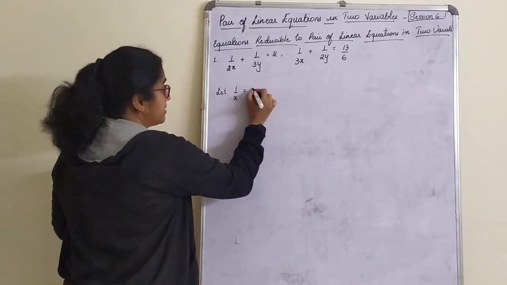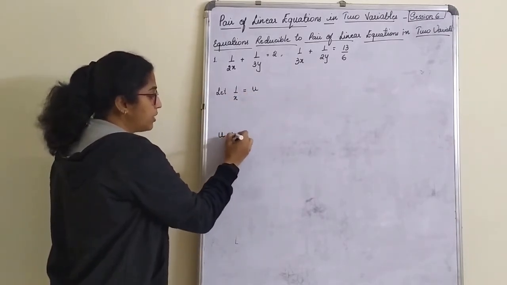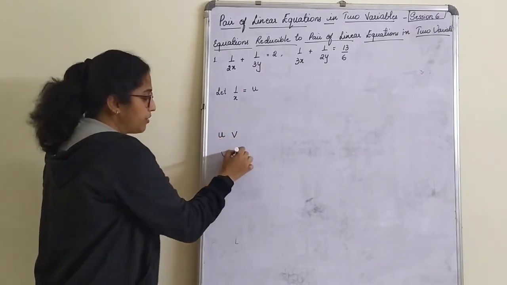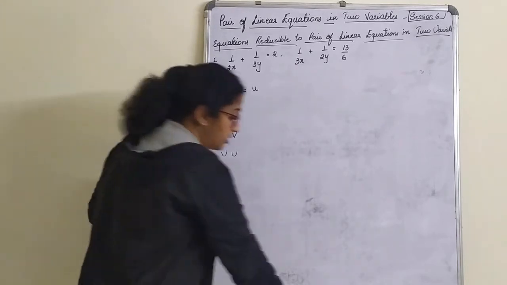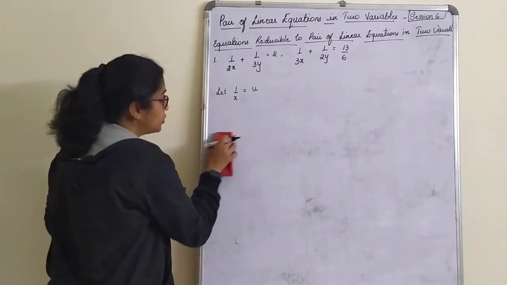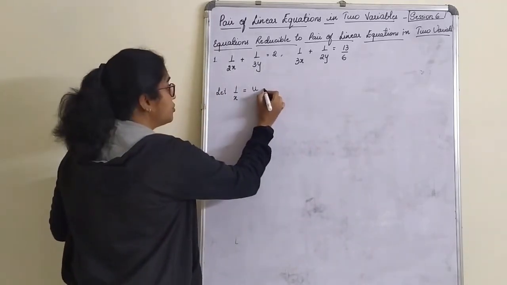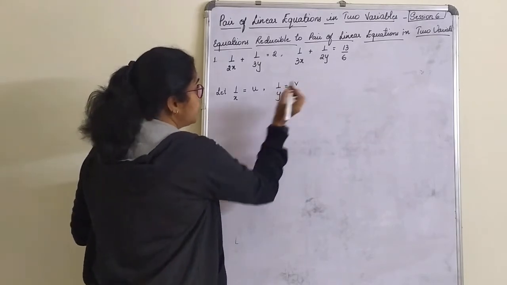Let 1 by x is equal to u. Please differentiate between your u and v. V is written like this, u is written like this. If you write like this, it is neither u nor v. So learn to differentiate between your u and v. Okay. Let 1 by x is equal to u and 1 by y is equal to v.